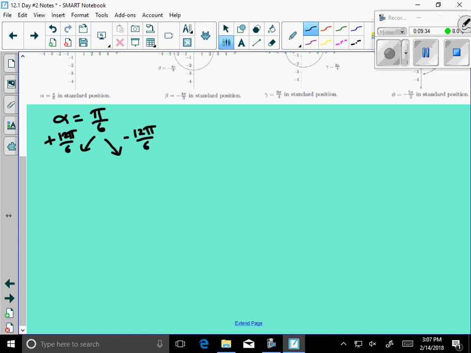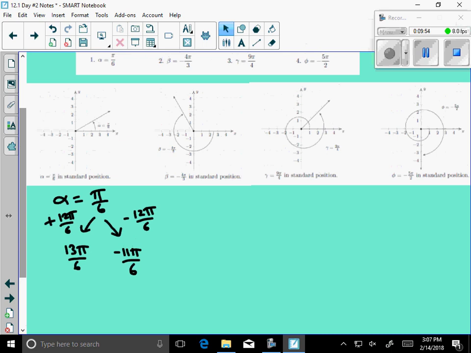Okay, you're back. Why would I do that? Because 12 pi over 6 has a common denominator with pi over 6 and is equivalent to 2 pi. So if I add 12 pi over 6, I get 13 pi over 6. And if I subtract 12 pi over 6, I get negative 11 pi over 6. So let's sketch that on the graph above. 13 pi over 6.